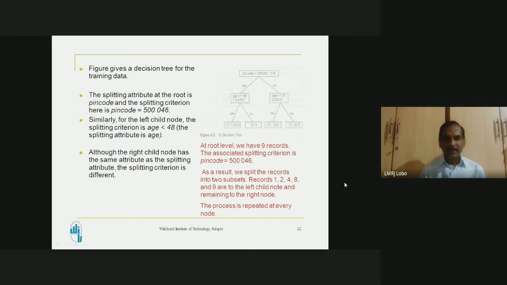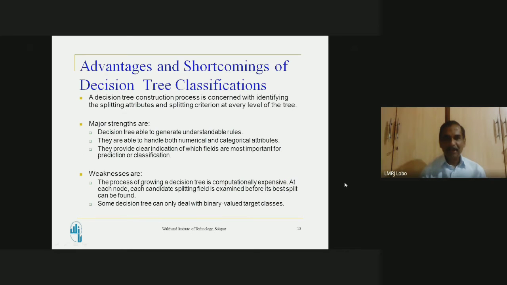This figure gives a decision tree for the training data, and we see that the splitting attribute is the pin code that we are seeing right on top. And at the root level, we have now 9 records. The associated splitting criteria is the pin code, and as a result, we split the records into 2 subsets. We keep records 1, 2, 4, 8 and 9 in the left child node and the remaining in the right child node. The process is repeated at every node that we are encountering.